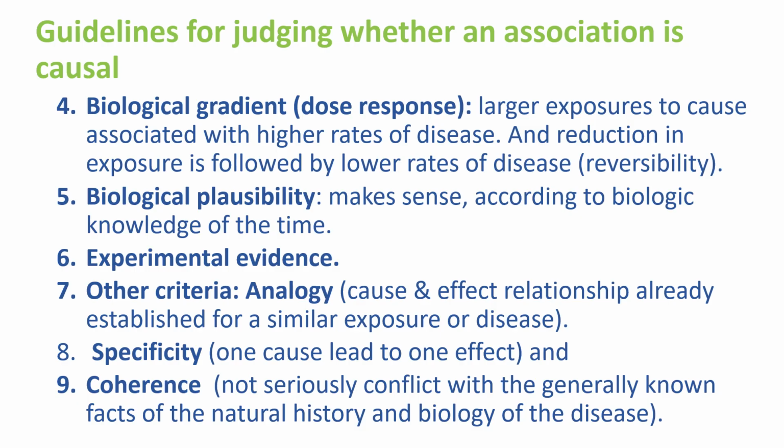And the last is coherence. Coherent means that it does not seriously conflict with the generally known facts of the natural history and biology of the disease. It does go along and does not conflict with the known science in biology and disease occurrence. So the first three were obligatory to judge for association, and the rest of them are there to provide additional supportive evidence towards a causal association.